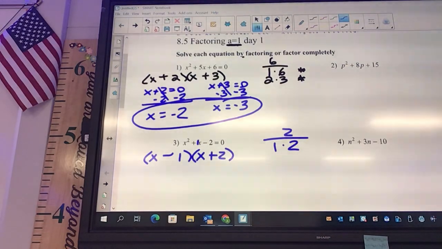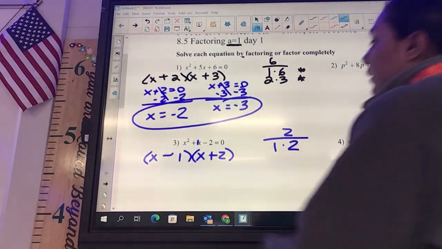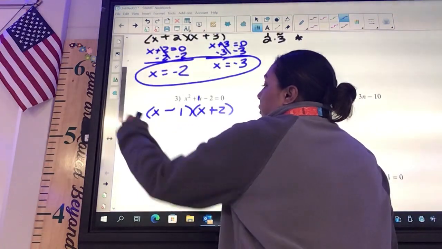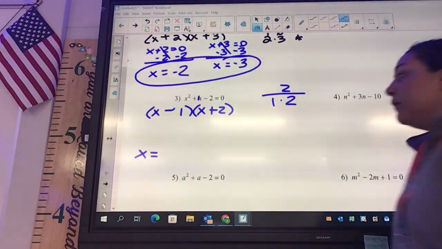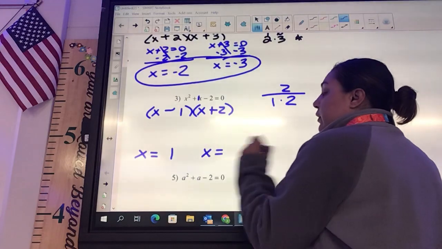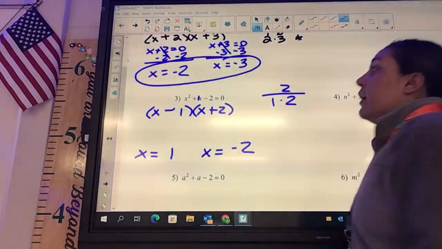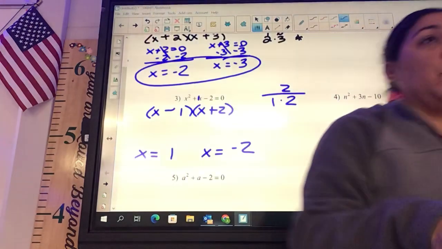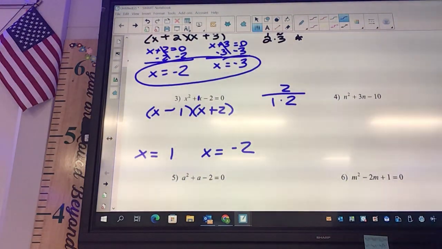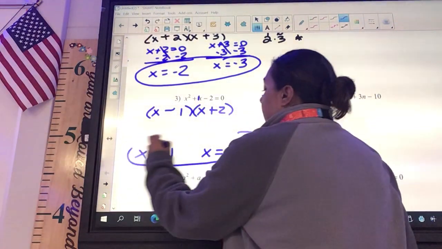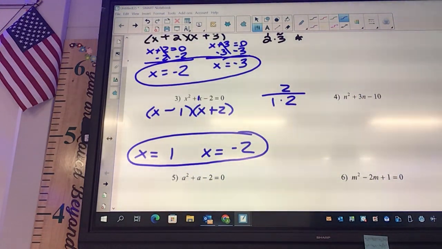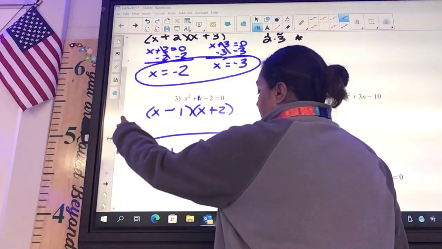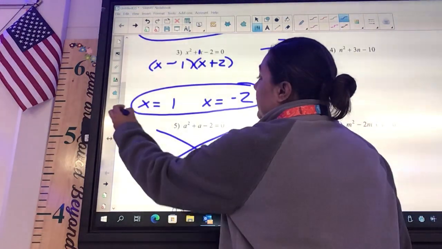Do we have to stop or do we keep going? We got to keep going. And what should your answer be? It should be x equals 1 and x equals negative 2. Now, if you want to write all this out and solve it the long way, feel free. Okay? So, these are going to be our answers. Oh, cross off number 5 because it's the exact same. It just has A's instead.